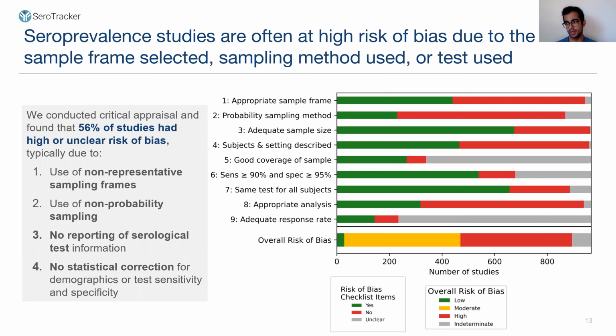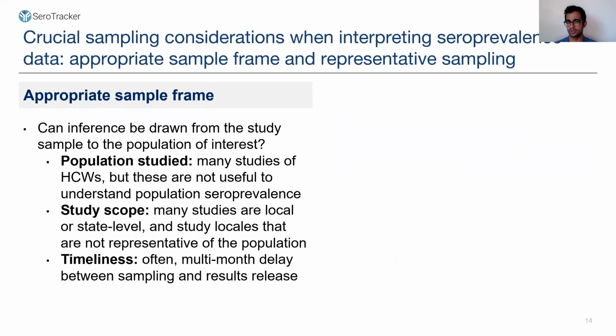And so I'll talk a little bit about what some of the drivers of this assessment were, and what are some key things to look out for when interpreting seroprevalence studies. Firstly, in terms of sampling considerations, I want to reflect a little bit on the sample frame used and how representative the sample used is.